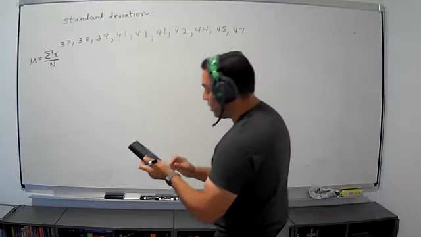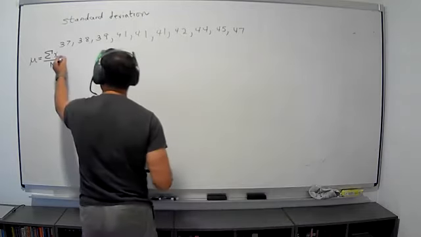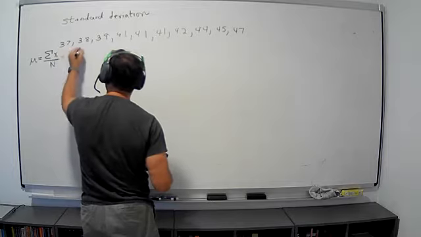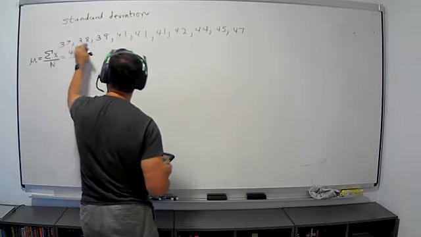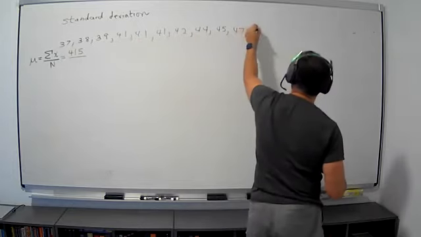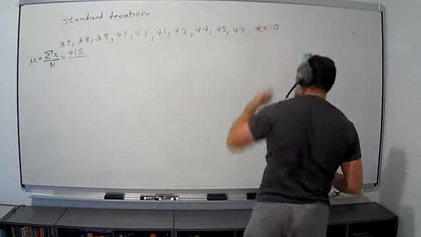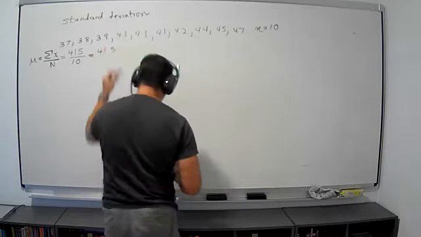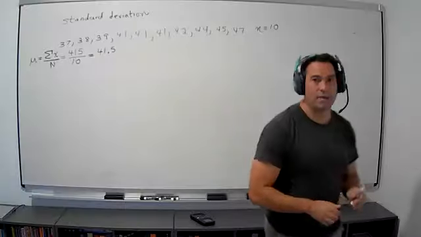37 plus 38 plus 39 plus 41 plus 41 plus 41 plus 42 plus 44 plus 45 plus 47. I get 415. Can you guys check that for me? Yeah, that's what I got. Okay, so 41.5 would be the mean, right? 41.5 would be the mean.